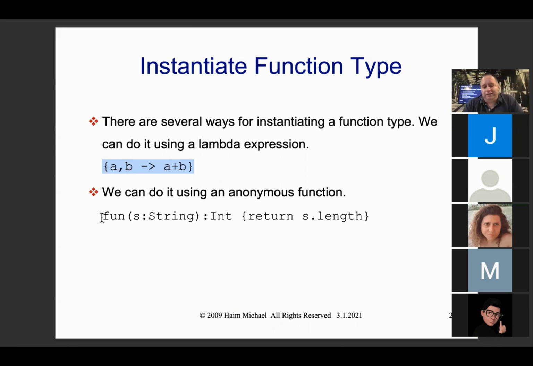We can also use another syntax instead. This is another option for getting an object that represents a function. This is the anonymous function syntax. If you're familiar with it, we can go with that, but our meeting is about this specific syntax, a lambda expression in Kotlin.